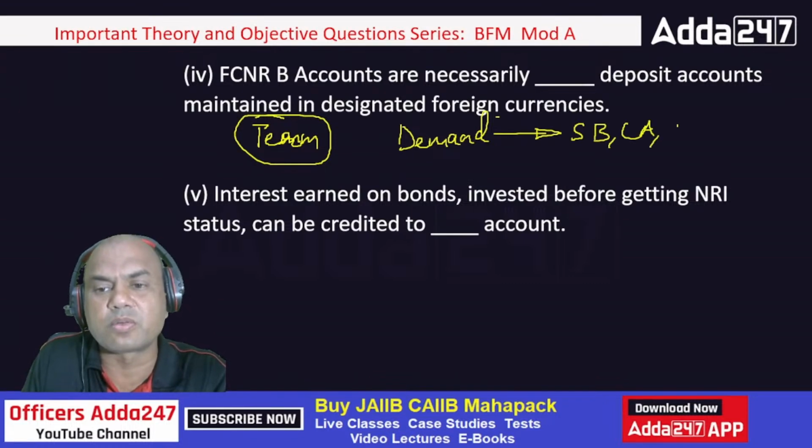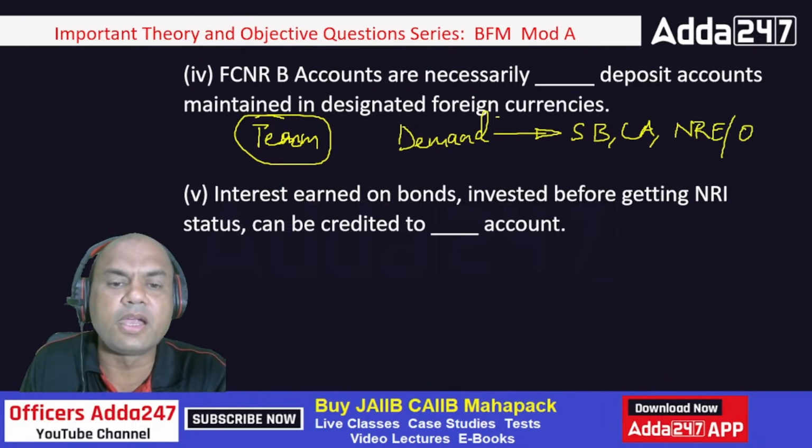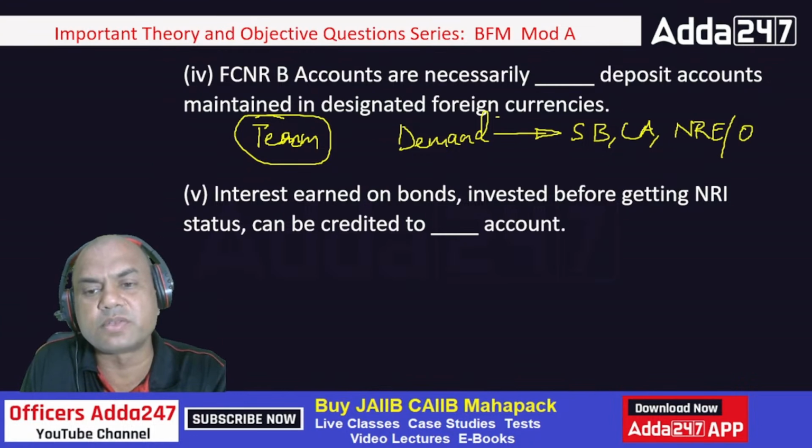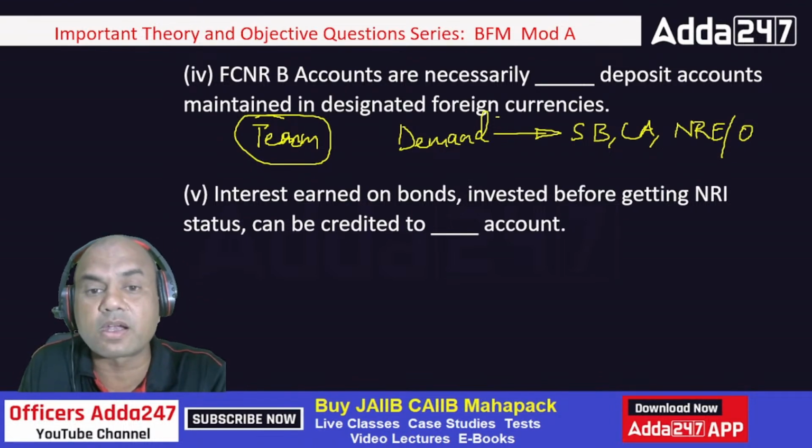Even NRE, NRO, I'll write it also. NRE, NRO, right? Interest earned on bonds invested before getting NRI status can be credited to what? What will I credit?